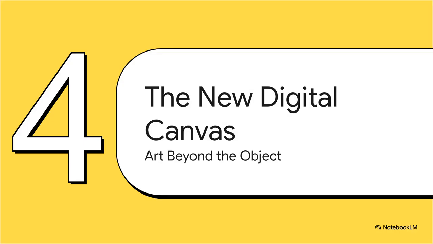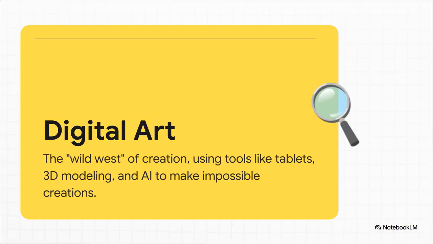All right, so we've covered art as a physical object. Now let's jump to the cutting edge. We're talking about the new digital canvas, where art can be code, light, and just pure experience. I love this description of digital art. It's kind of like the Wild West of creation right now. Artists are using everything, tablets, 3D modeling, even AI, to make things that would be completely impossible with paint or clay. We're talking about creating things that could never exist in the real world. It's not just a new tool, it fundamentally changes what's possible.